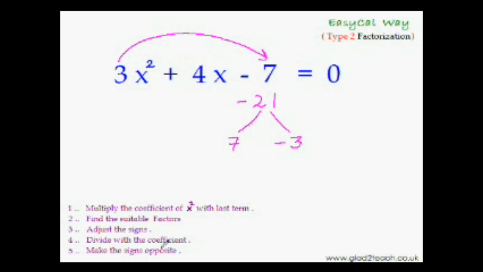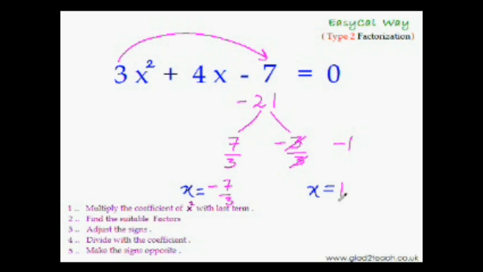So now divide with this coefficient. This fraction can be further simplified. 3 times minus 1 is minus 3. And with that we have got the two factors. Now to find the roots, just make the signs opposite. So this will become minus 7 by 3 and this will become plus 1. I'll write it separately. So the question is solved. The two roots are x equal to minus 7 over 3 and x equal to 1.